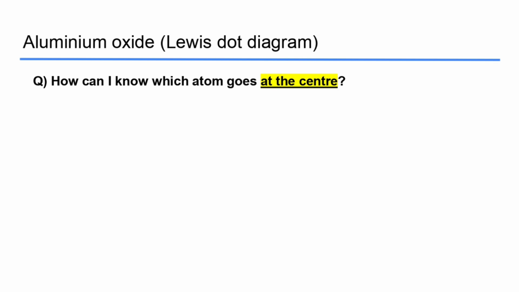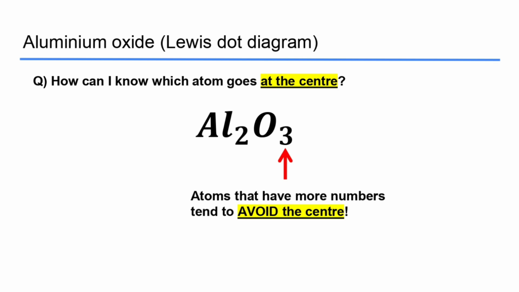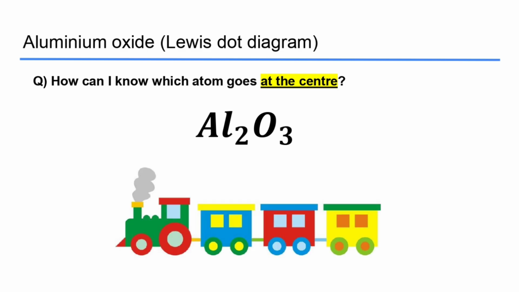I'll give you a tip. Let's write down aluminium oxide in chemical formula. In aluminium oxide, I'm going to focus on oxygen. Because oxygen has more numbers, they tend to avoid being at the center. Remember, an ionic compound looks like a choo-choo train that has a bunch of different compartments and a repeating pattern.